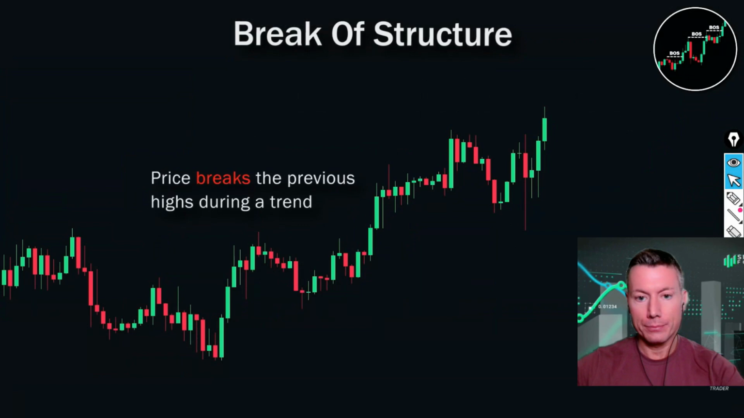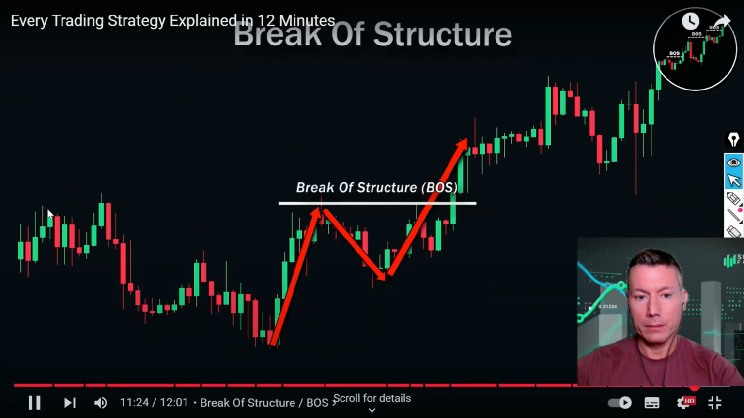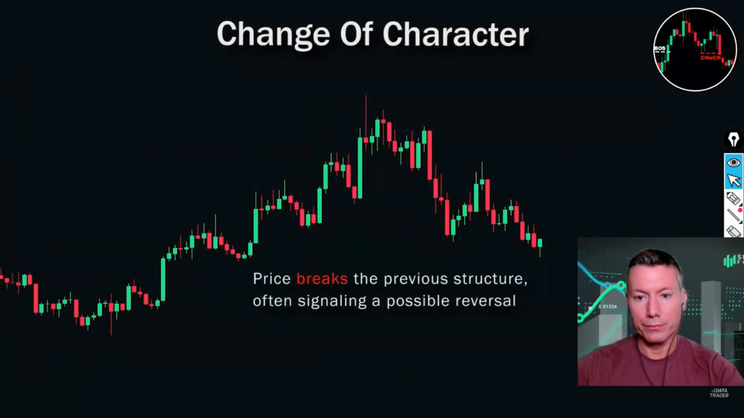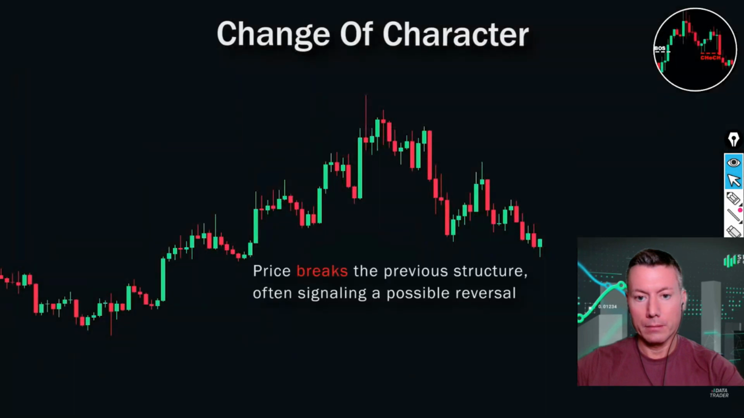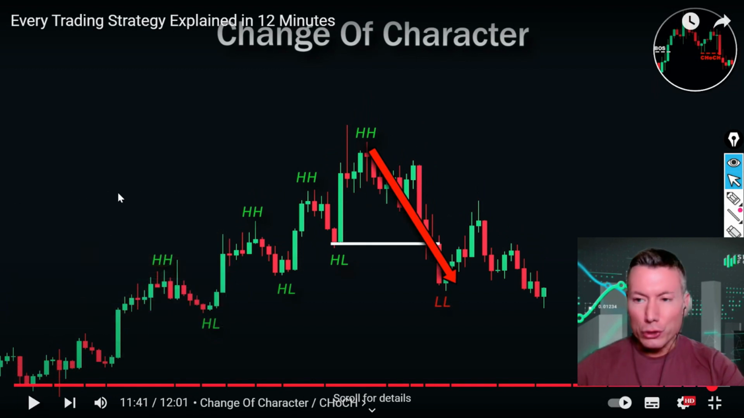Break of structure. It is when price breaks the previous price peak during a trend. For example, if the price forms higher highs and higher lows, this break of the previous highs is called break of structure. Change of character. It occurs when price breaks the previous structure during a trend, often signaling a reversal from that current trend. For example, if the price is forming higher highs and higher lows, then it breaks the previous lows, forming lower lows. Yeah, so breaks of structure and change of character are the same thing.